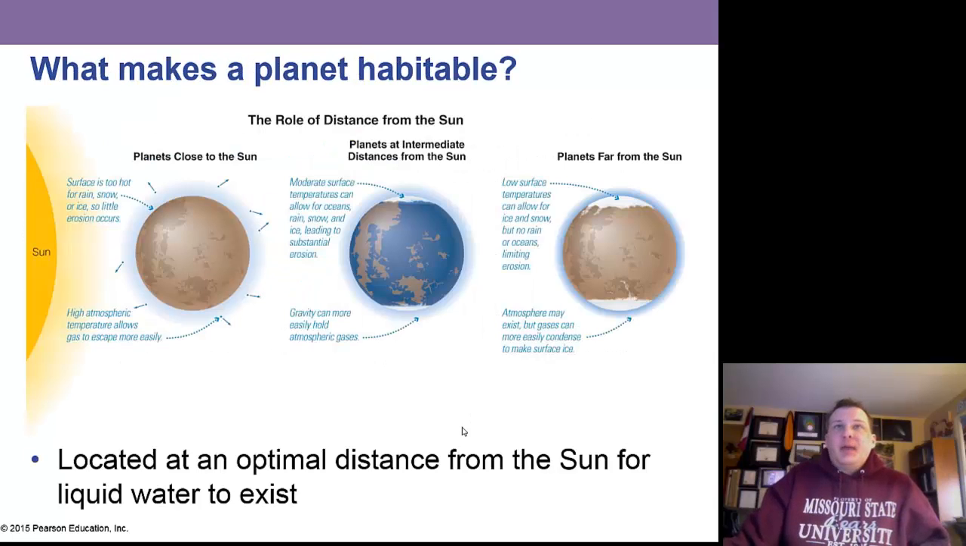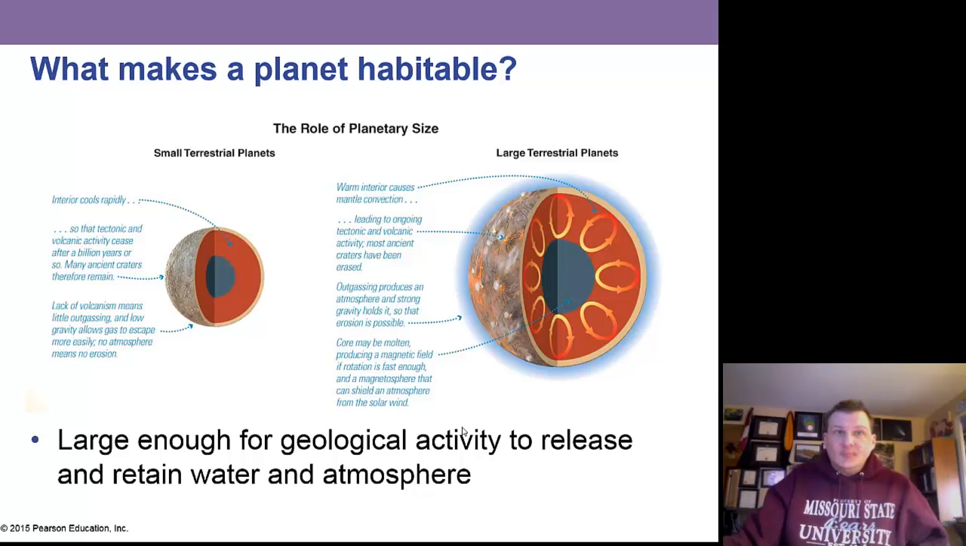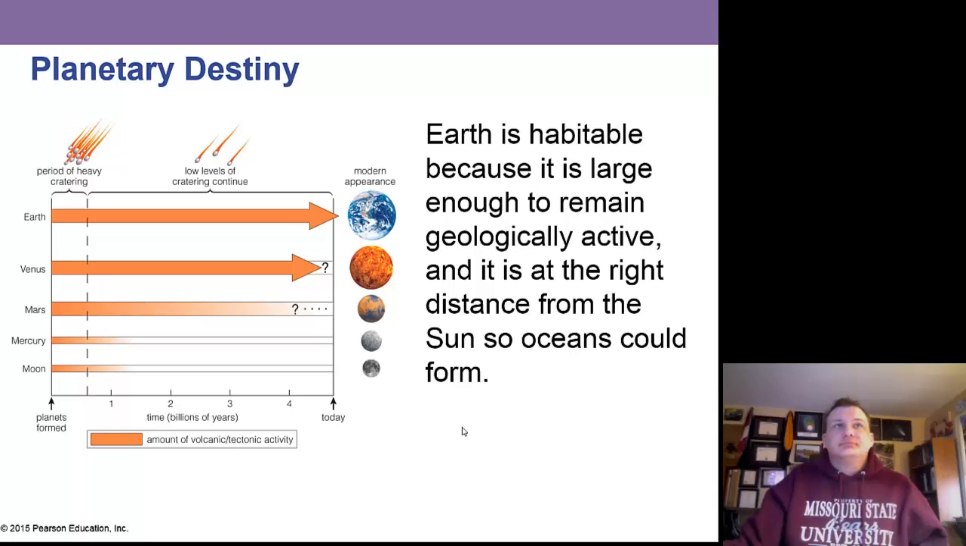What makes a planet habitable? Located at an optimal distance from the sun for liquid water to exist. The life zone, also called the Goldilocks zone. Has to be large enough for geological activity to release and retain water in the atmosphere. Earth is habitable because it is large enough to remain geologically active and is just at the right distance from the sun so oceans could form. We call that the Goldilocks zone, where life exists.